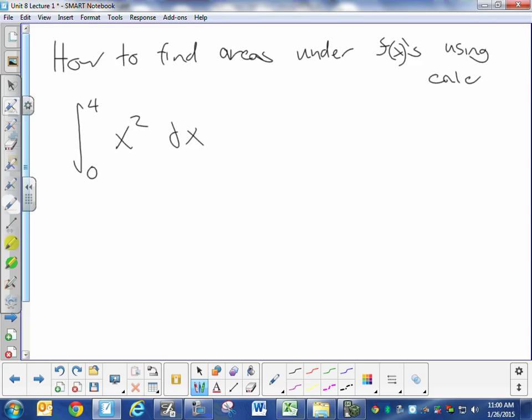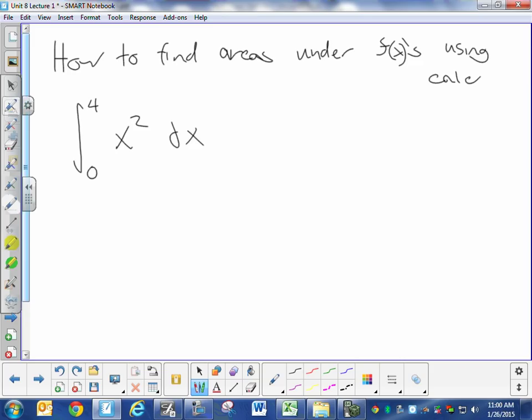Well, your calculator can find this a different way. Your calculator doesn't know how to take antiderivatives. You can't plug something in and it'll tell you that the antiderivative of x squared is 1/3 x cubed. But your calculator can find areas under curves. What they do is they just use a Riemann sum.